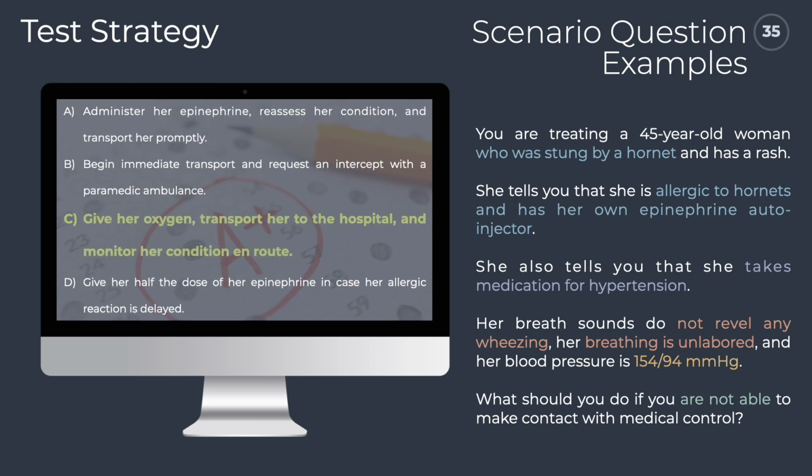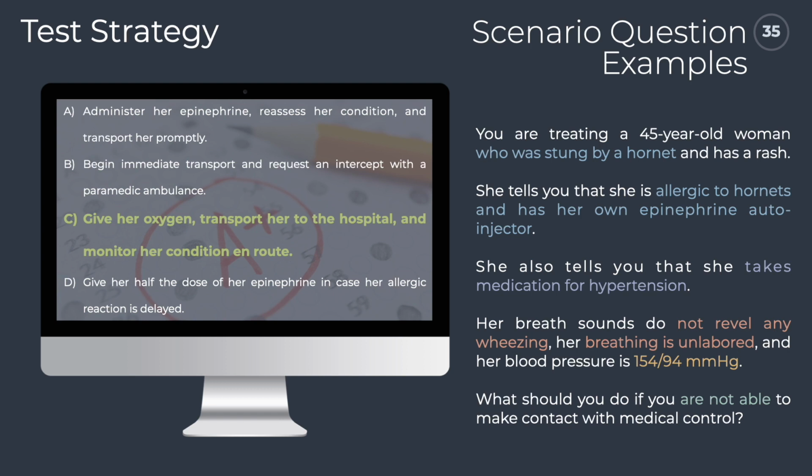Give the patient oxygen, transport her to the hospital, and monitor her condition en route. A is incorrect, as it would be inappropriate for us to administer epinephrine without signs or symptoms of an anaphylactic reaction. B is also incorrect, as the patient is not in extremis at this point, and even if the patient develops an anaphylactic reaction, we have the patient's autoinjector available to us to use.